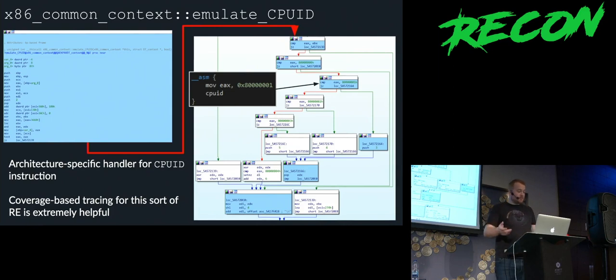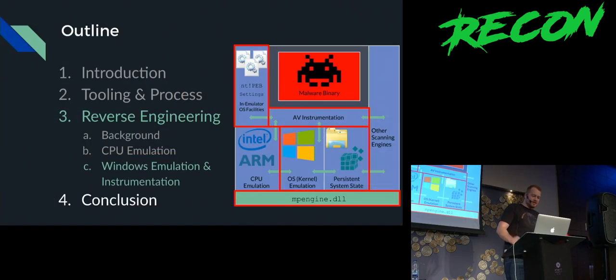coverage-based tracing can be particularly helpful for a complex system like this, where I'm actually compiling these malware binaries and sticking them in the emulator, and I want to see what code I can hit when I'm inside. That concludes the CPU emulation portion.